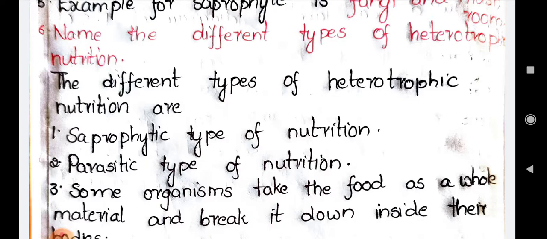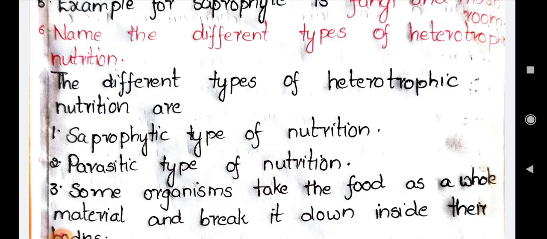So the first point is the saprophytic type of nutrition. In this type, fungi and mushrooms come under saprophytic nutrition, which means they feed on dead and decaying matter, rotten material. That type of nutrition is called saprophytic nutrition. The second one is the parasitic type of nutrition. In this type, two organisms live together, but one organism will be benefited and the other organism may be benefited or it may even be harmed.